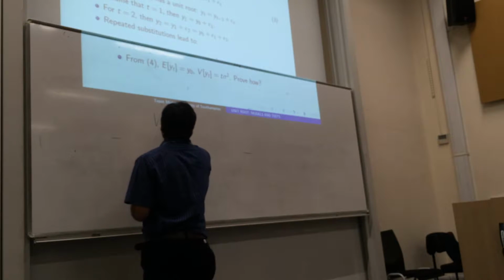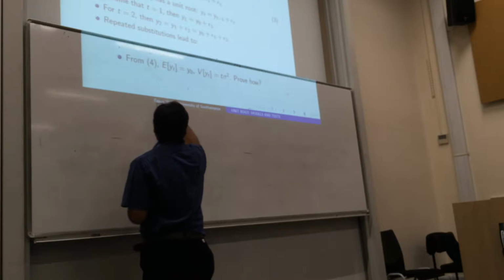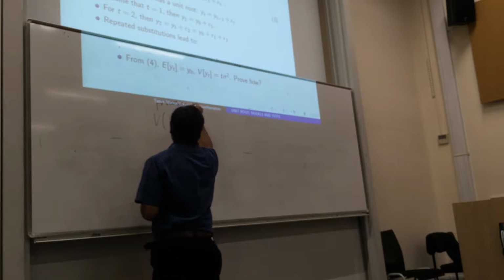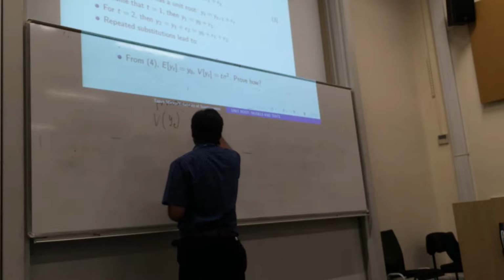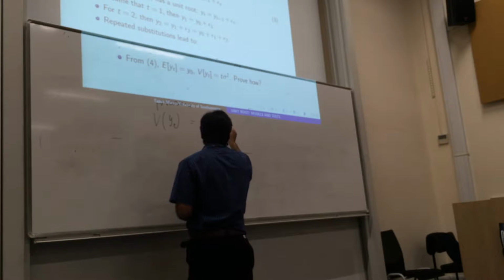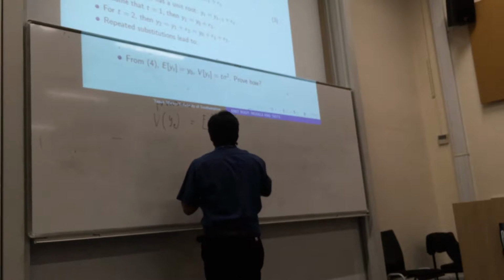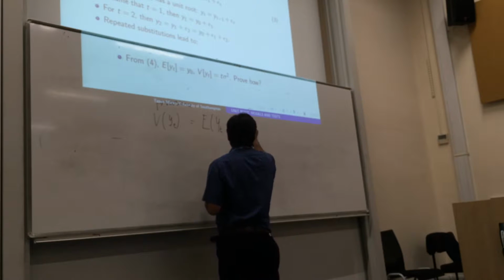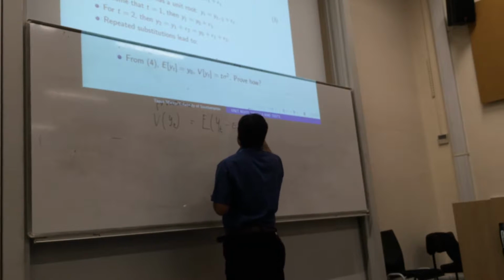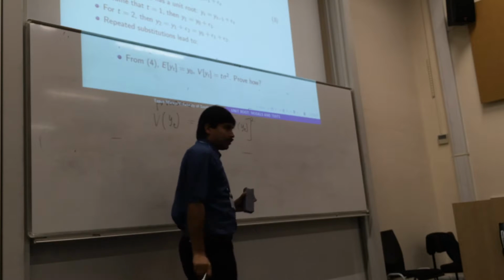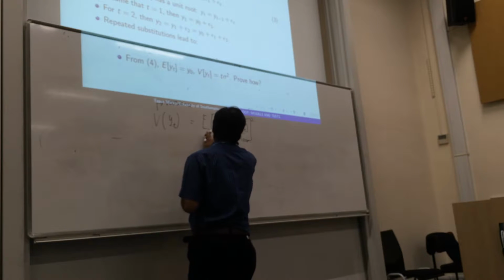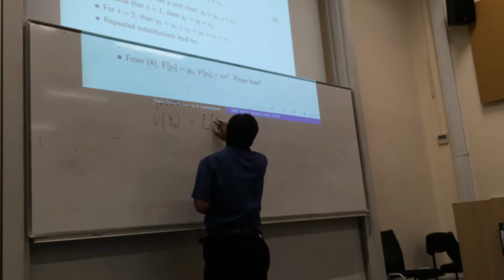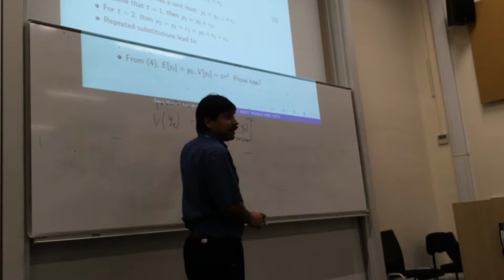Variance of y. So how do I write variance? Variance is equal to the expectation of yt minus the expectation of yt, squared. So this is basically the mean. What we will do is take the expectation of yt minus the mean, then square it, and then take the expectation. That will be your variance.